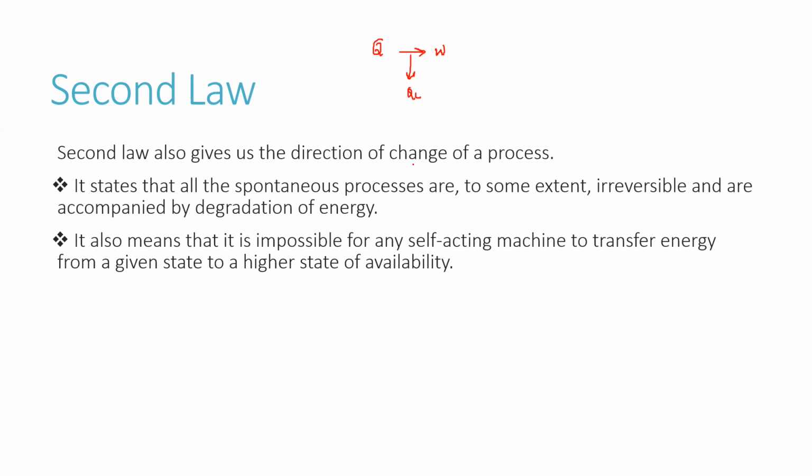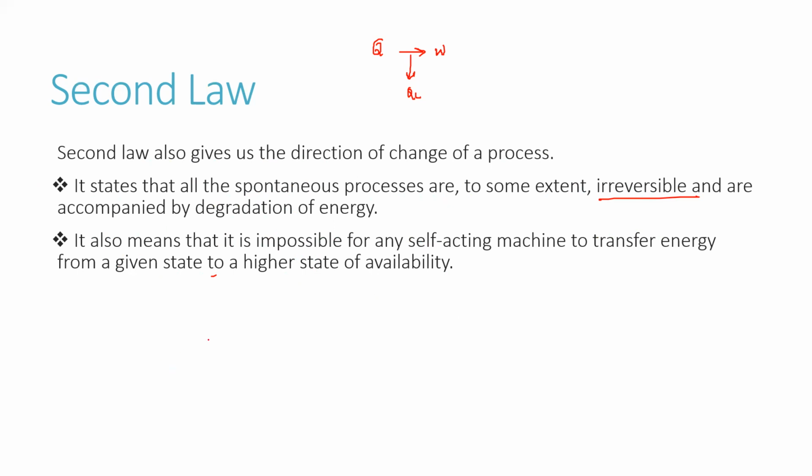So second law also gives us the direction of change of a process. All right. It states that all the spontaneous processes are to some extent irreversible and are accompanied by a degradation of energy. It also means that it is impossible for any self-acting machine to transfer energy from a given state to a higher state of availability.